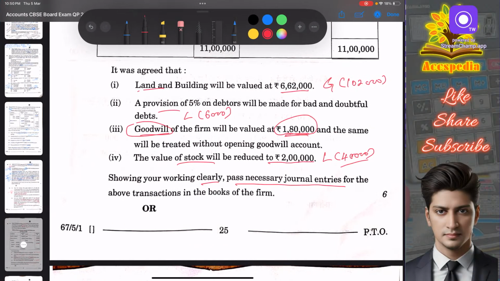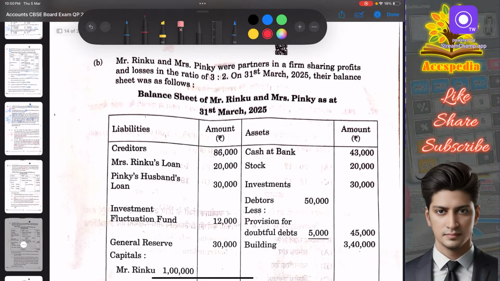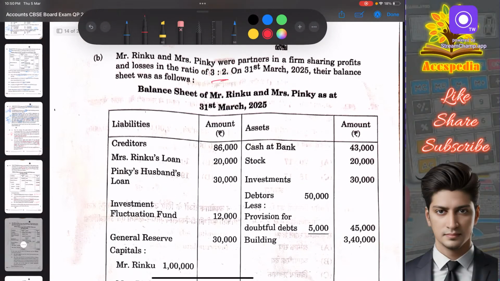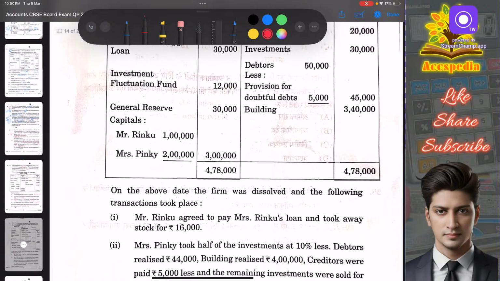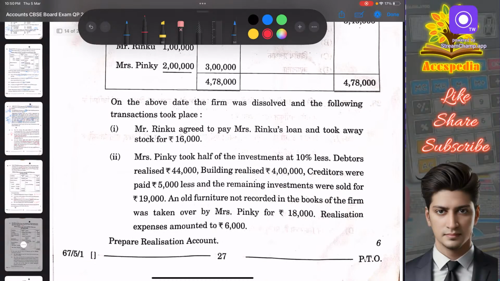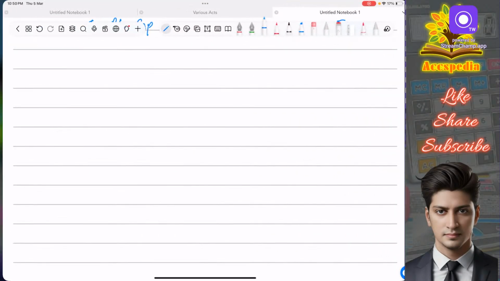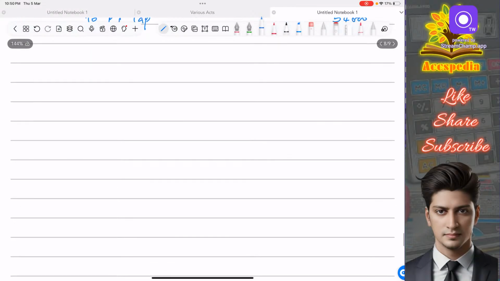Very easy sum. Okay, there are two partners, Rinku and Pinky. Profit sharing ratio 3:2. There is a balance sheet given. On the above date, the firm was dissolved. Just they are asking you to pass the realization account entries. Realization account also I have an order. You just follow that order.